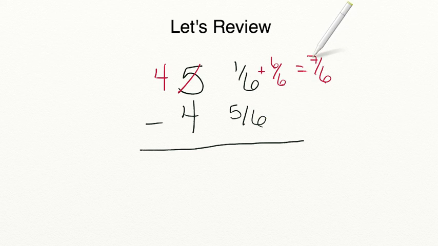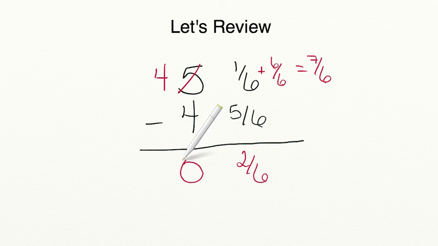So now I can subtract 7/6 minus 5/6, which gives me 2/6. And lastly, then you can subtract your whole numbers. 4 minus 4 equals 0. Now you always want to check your work and make sure that you can't simplify your problem any further. And if you can, then make sure you go ahead and simplify it by dividing your numerator and denominator by the same number.